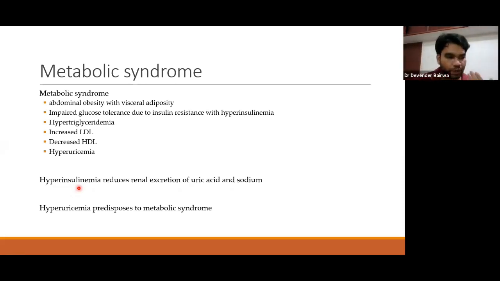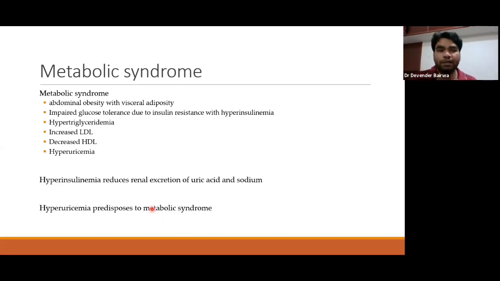In general, insulin tends to increase the excretion of uric acid from tubules. But if insulin resistance is there, it will not work. Then what will happen? Your uric acid will accumulate in the body. So this is how metabolic syndrome is associated with hyperuricemia. Or what can happen? Suppose somebody has hyperuricemia in the beginning, then this hyperuricemia can predispose to metabolic syndrome. There are studies where they have followed up hyperuricemic people with normouricemic people, and they have seen that hyperuricemic people were more prone to develop diabetes, hypertension, and kidney failure in the future.